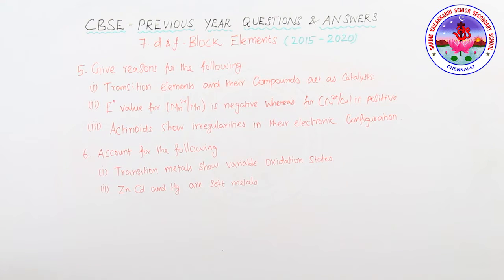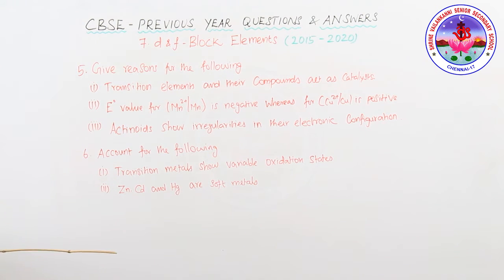Then account for the following. The next question is to account for the following. The transition metal shows variable oxidation state. Why? Here, in a transition metal, usually the electrons from both s and d orbitals take part in the bond formation.